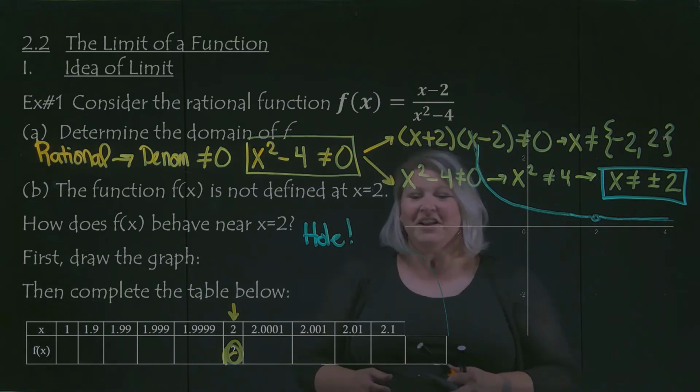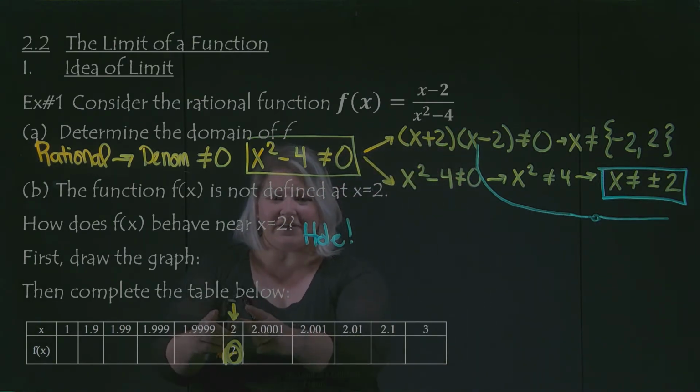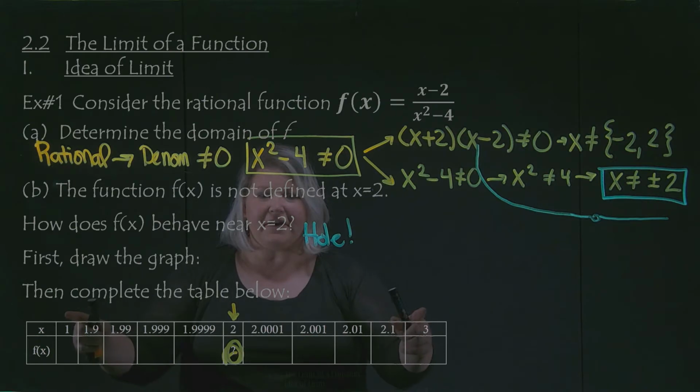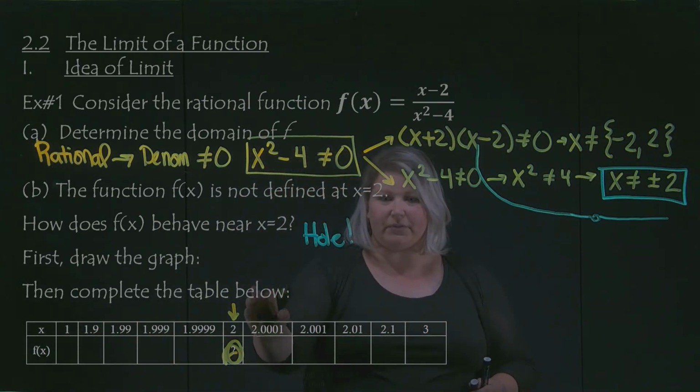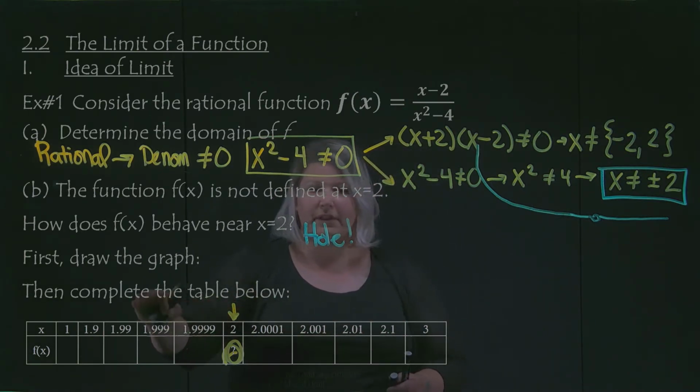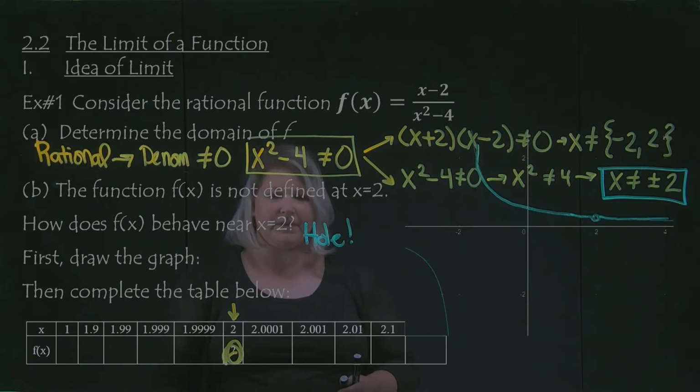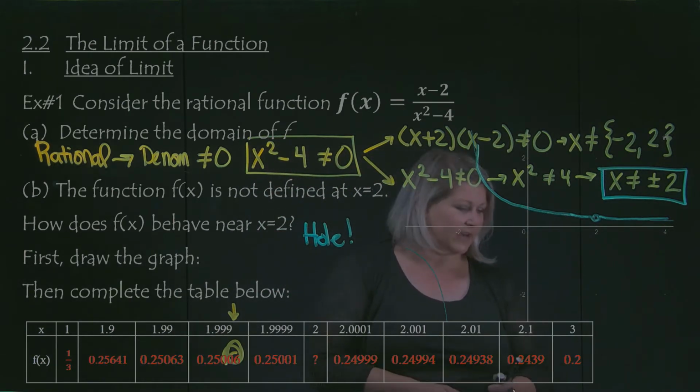Right now it's a big question mark that I just scribbled over. You're welcome. So what I'm going to do is plug in values into my table that are very, very close to 2. I'm going to plug in values that are really close to 2 but larger than 2. And I'm going to plug in values that are really close to 2 but smaller than 2. And I'm going to use my graphing calculator to do that.